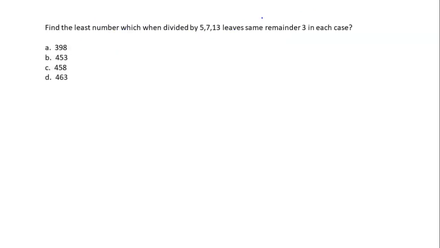There are a couple of methods of solving this. I'll give you the first method, then I'll give you the shortcut, okay? The least number which when divided by 5, 7 and 13 leaves the same remainder 3 in each case. So what should I do? I should first find the number divisible by these numbers.